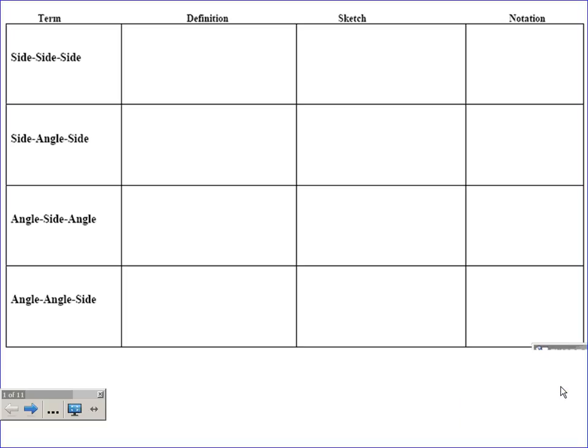Okay, ladies and gentlemen, today is about attention to detail. If you were to look at these up here, you would notice these four things are very similar, right? We're talking about the sides of triangles or the angles of triangles, and there are these different relations here. Basically, these are four ways to prove that triangles are congruent. These are all called congruency conjectures.